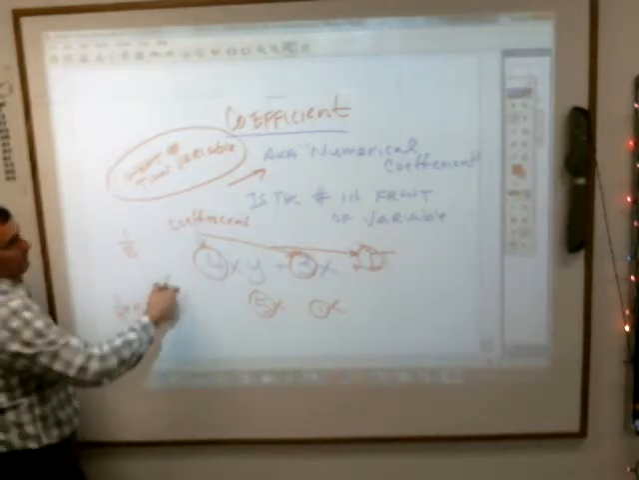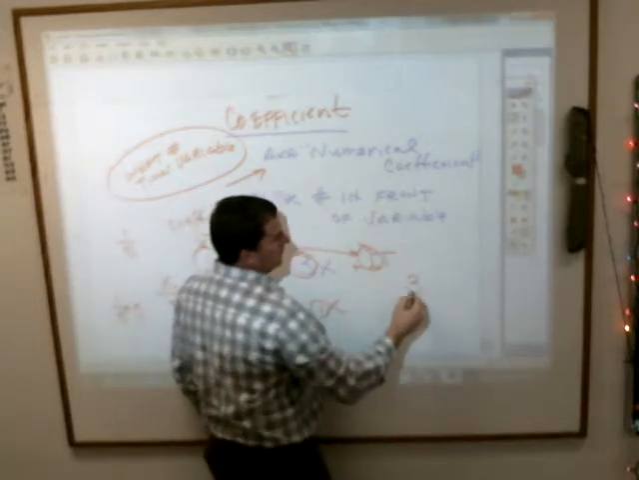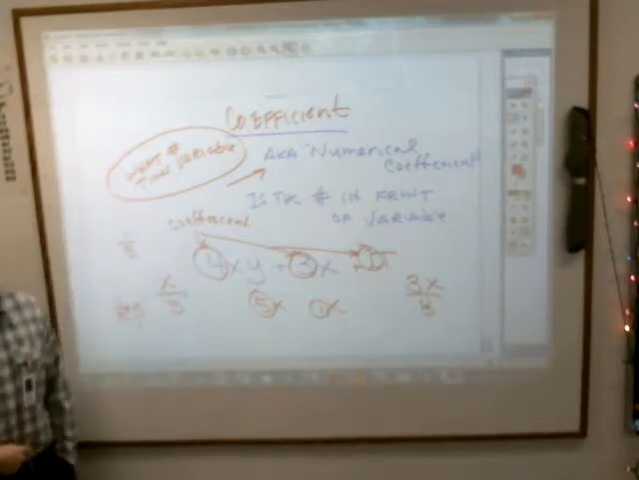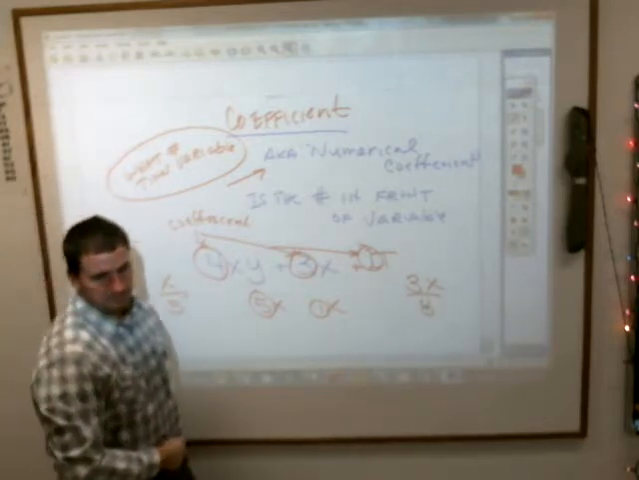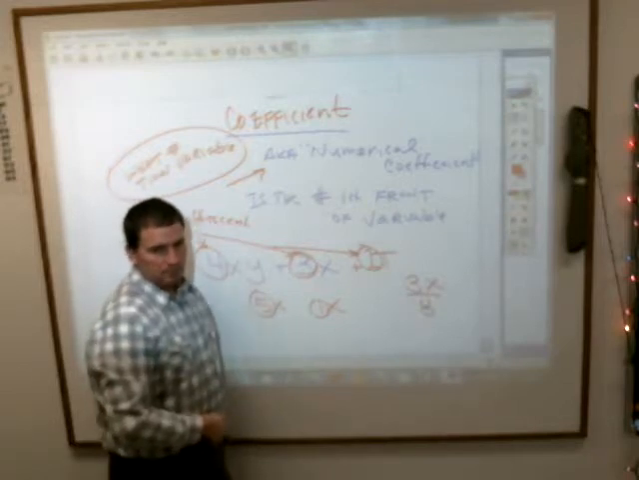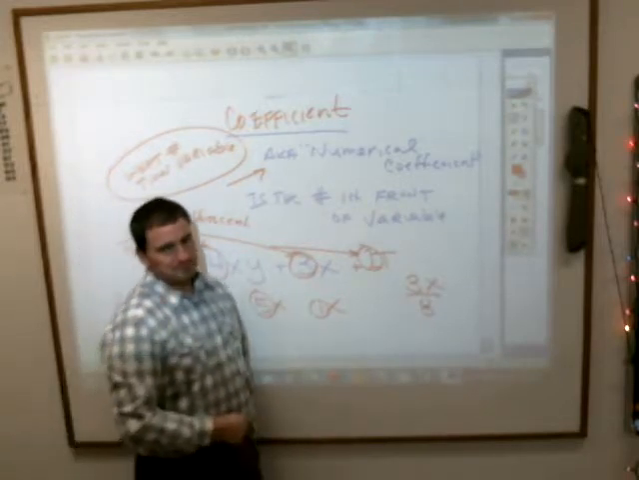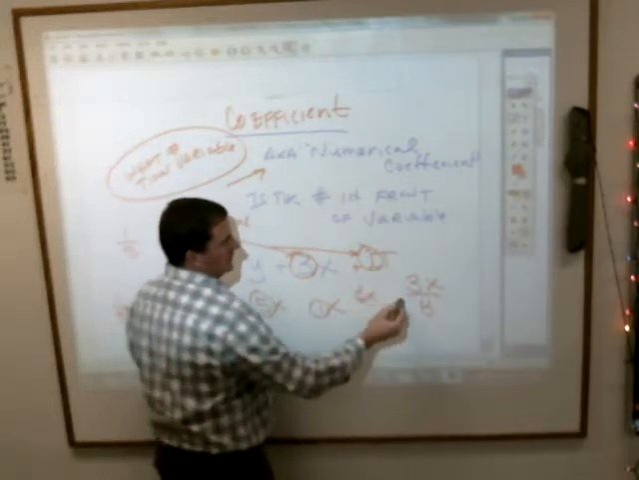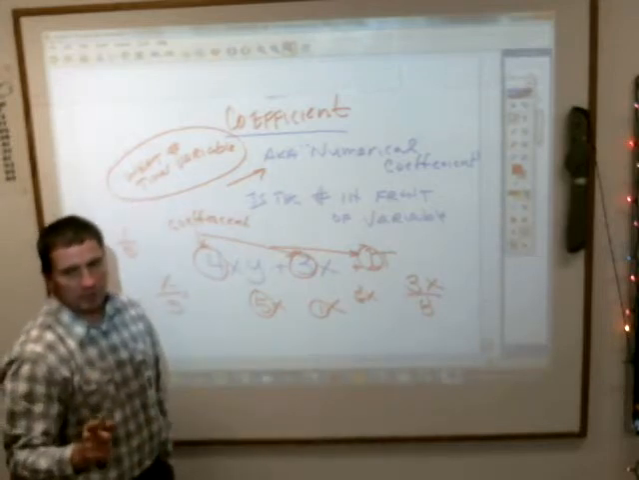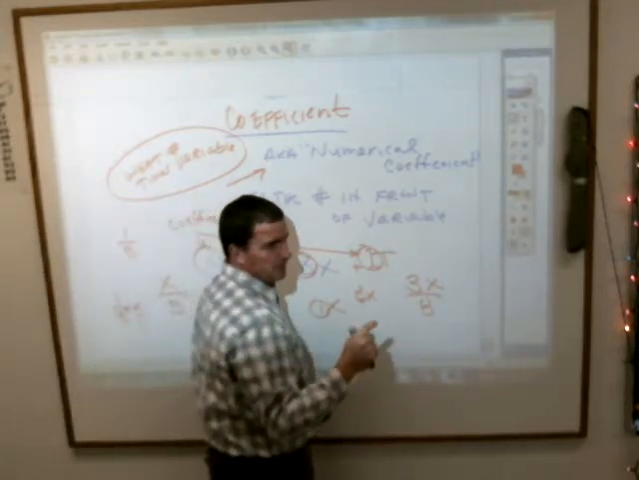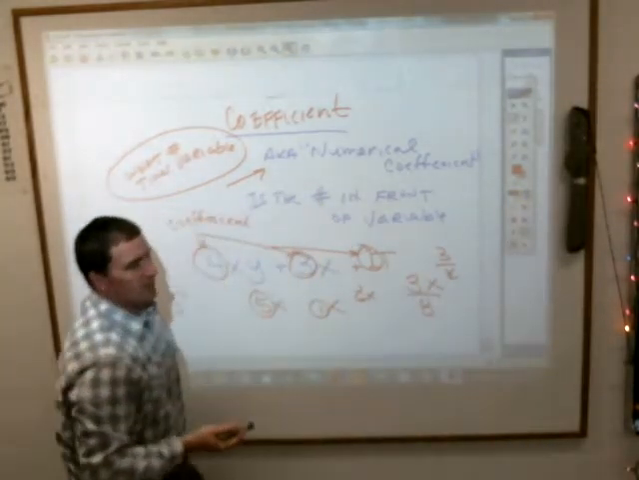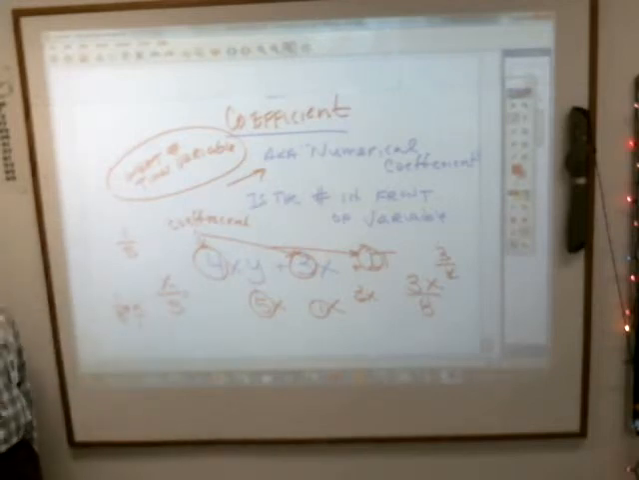What if it was 3x over 8? The numerical coefficient to that would be 3? Nope. That wouldn't give you the fraction. See, if I multiply 3 times x, I get 3x. That's not the same thing as 3x over 8. The numerical coefficient there would be 3/8, because 3/8 times x gives you this. And that's what you have to watch out for. When there's a number on the bottom, it's going to be a fraction numerical coefficient.